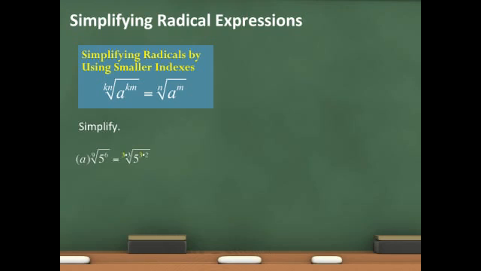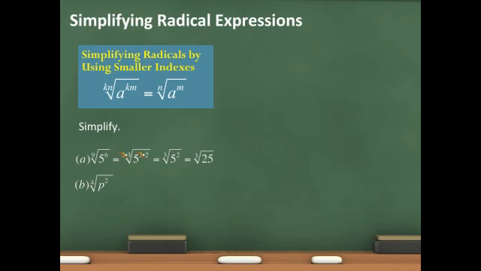We rewrite the index as 3 times 3, and the power inside is 3 times 2. Notice we can reduce or cancel out the common factor 3. This will give us a radical with a smaller index. Our final answer is the cube root of 25.